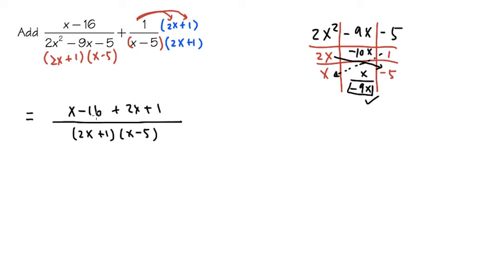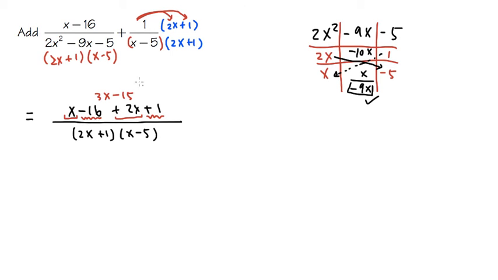And then we are going to combine like terms on the top. Let me just put the result right above this. So we see that we have x plus 2x, that will give us 3x. And then negative 16 plus 1, that's minus 15. So you see, we pretty much put the fractions together and then combine like terms on the top together.